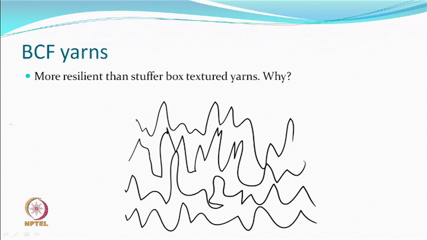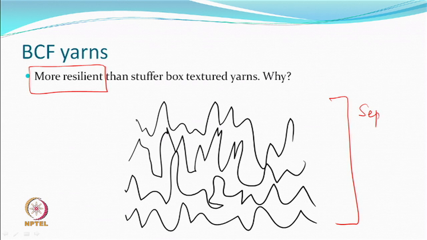We expect a more resilient yarn than the stuffer box yarn. What it means is that the filaments after separation bend at different points.